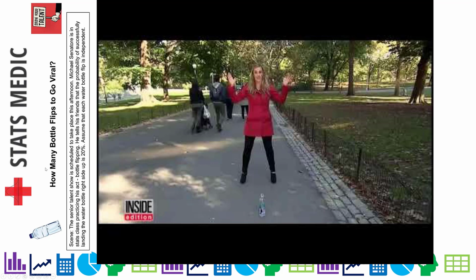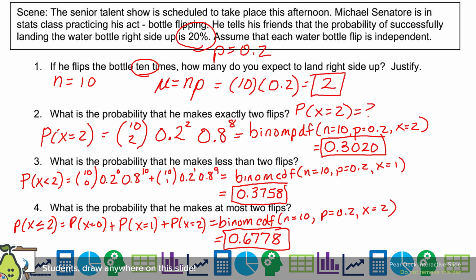Okay, now you saw the video for how many bottle flips to go viral, and you should be working on the Peardeck part. So, the senior talent show is scheduled to take place this afternoon. Michael Senatori is in stats class practicing his act, bottle flipping. He tells his friends that the probability of successfully landing the water bottle right side up is 20%, 1 out of 5. Assume that each water bottle flip is independent. If he flips the bottle 10 times, how many do you expect to land right side up?